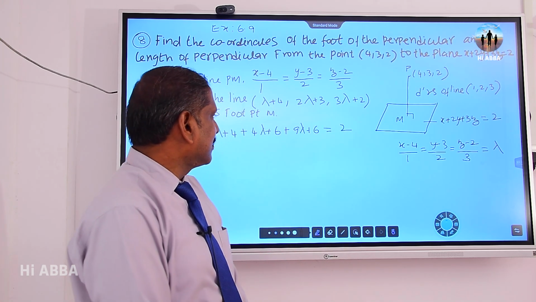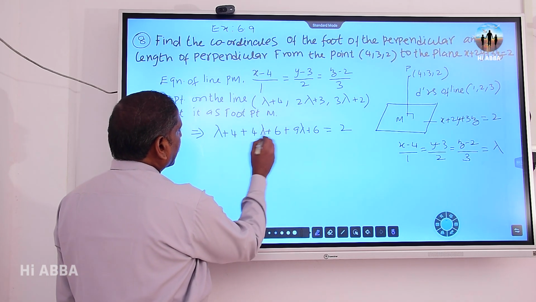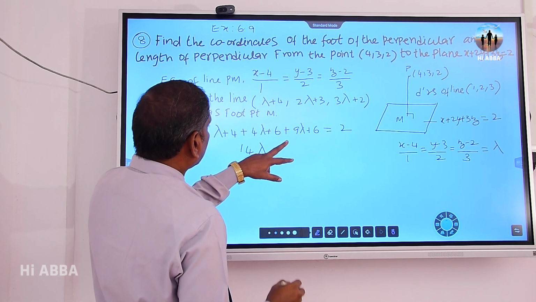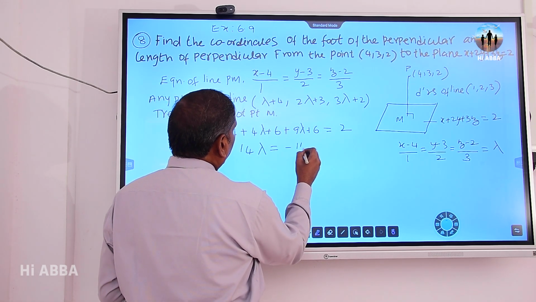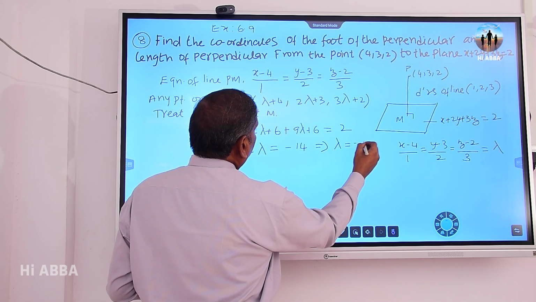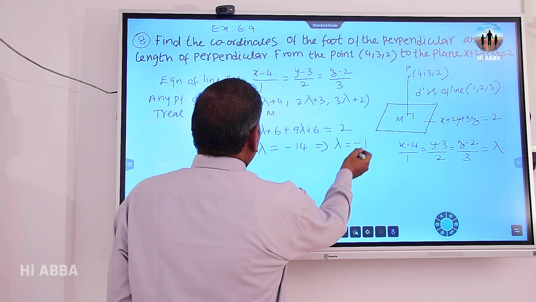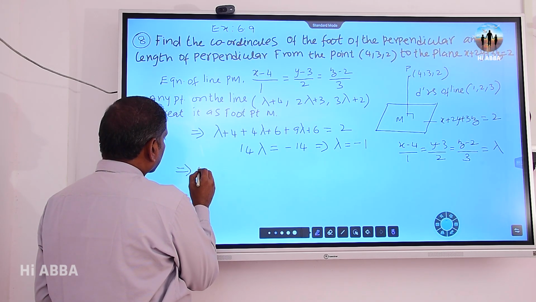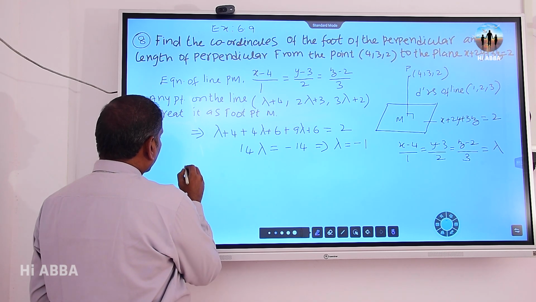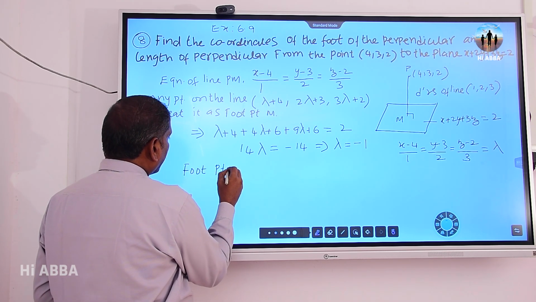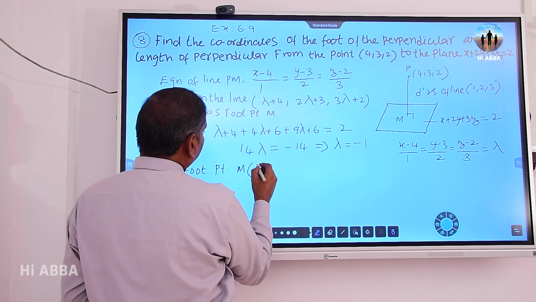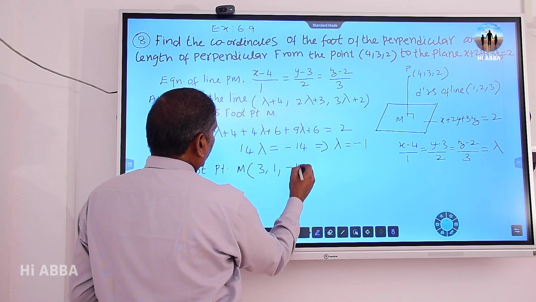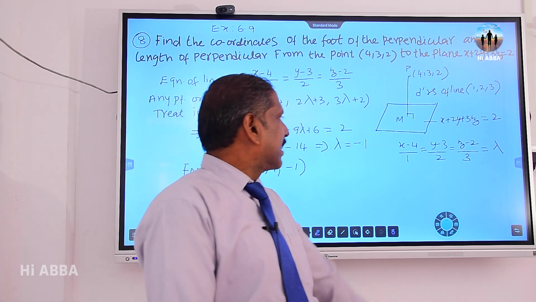I hope you understood. Now what you are getting is 14 lambda, as well as here it is 16, and you take it to the right hand side, which gives you minus 14, so that implies lambda value is minus 1. Then you just substitute over here and you will get the foot point. So foot point M is nothing but, you just put it over here, you get 3, 1 and minus 1. So this is going to be your foot point. Yeah, we identified M.